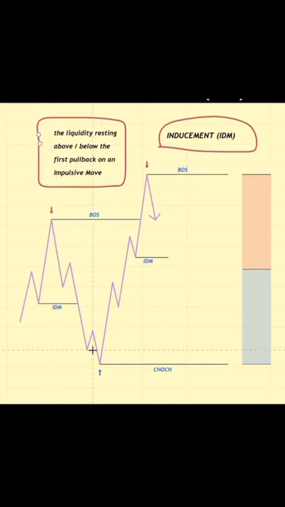So in our case here, since we are in an uptrend, if we are about to identify the inducement, of course we'll be checking on the first pullback, the liquidity resting below the first pullback. Since we are in an uptrend, we can clearly see that our trading range ranges from that low to this high. This is our impulsive move, and the first pullback on this impulsive move, we can clearly see that it's this one here. And so the liquidity resting below this first pullback is the one called inducement or IDM.